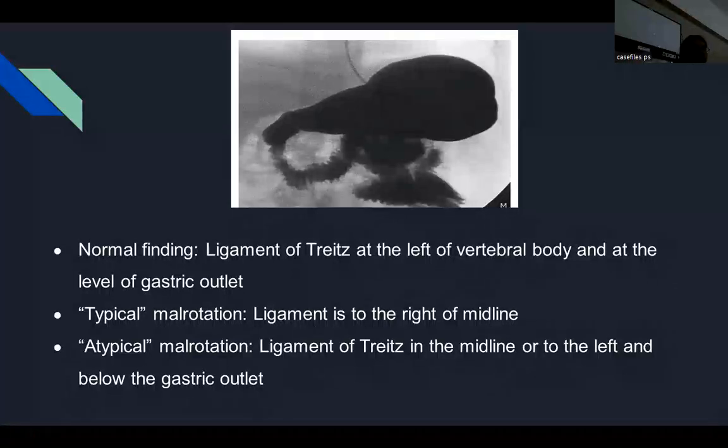So the normal finding, as we can appreciate in this picture as well, is that the ligament of Treitz, that is the duodenojejunal flexure, will be present towards the left side of the vertebral body, and will be present at the level of the gastric outlet.